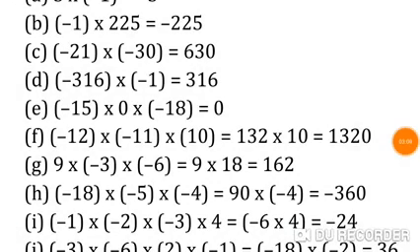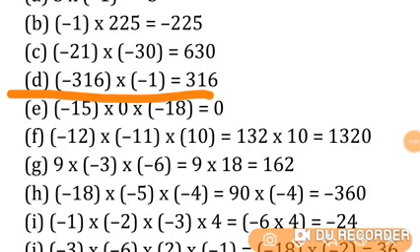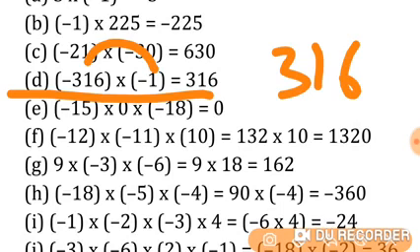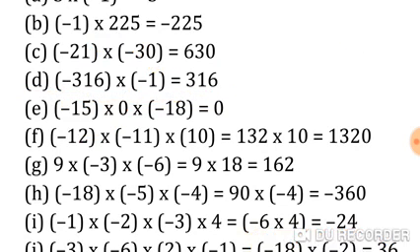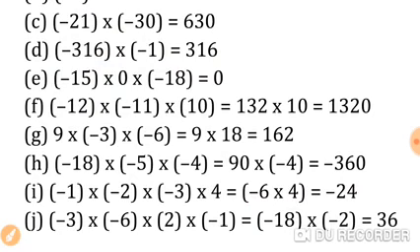Then go for D. It is minus 316 into minus 1. So 316 into 1 is 316. Multiply the sign, minus into minus is plus. Here they have not written it. It is also correct, or you can write plus 316. Then go for the E question.